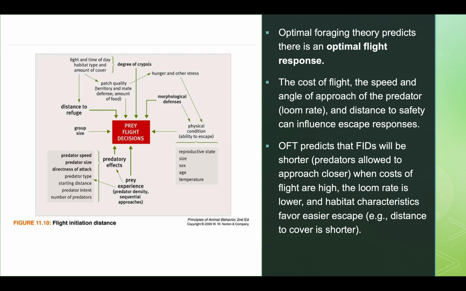Optimal foraging theory predicts that the flight initiation distance will be shorter, meaning that predators are allowed to get closer to you, when the costs of flight are high, the loom rate is lower, and the habitat characteristics favor easier escape. So, like that example I just gave, that would be an easier escape, so you just don't have that far to go. But you might stay there longer if leaving is going to cost a ton of energy.